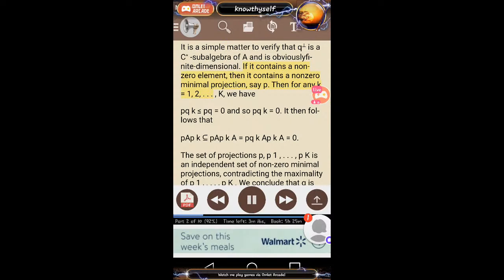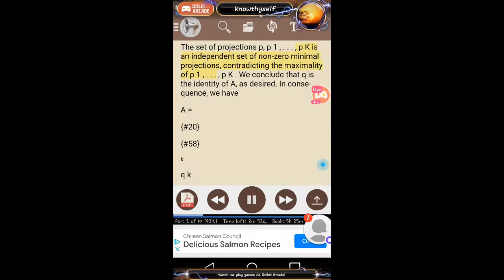If it contains a non-zero element, then it contains a non-zero minimal projection, say P. Then for any k = 1, 2, ..., K, we have P Q_k ≤ P Q = 0, and so P Q_k = 0. It then follows that P A P_k = P Q_k A P_k = 0. The set of projections P_1, ..., P_K, P is an independent set of non-zero minimal projections, contradicting the maximality of P_1, ..., P_K. We conclude that Q is the identity of A, as desired.